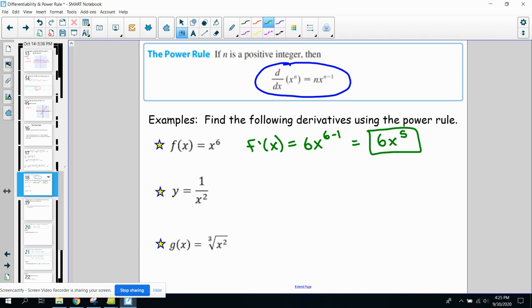If you don't, you can write it the way I'm writing it for now to understand, but basically we're not going to write the 6 minus 1. We're always just going to write it as 5. The power rule works when you have a number to an exponent.